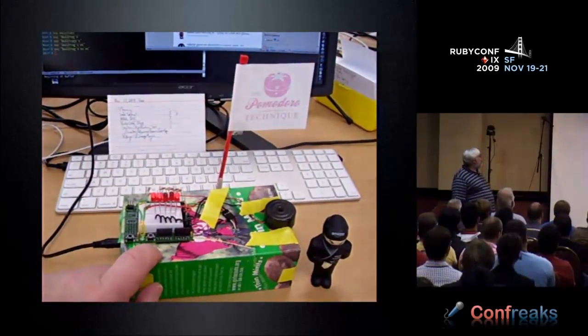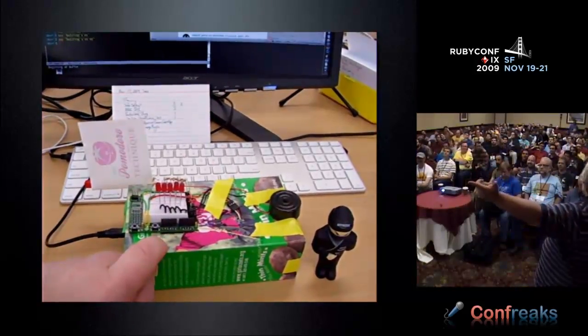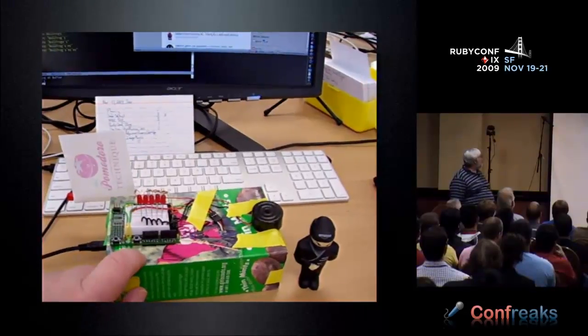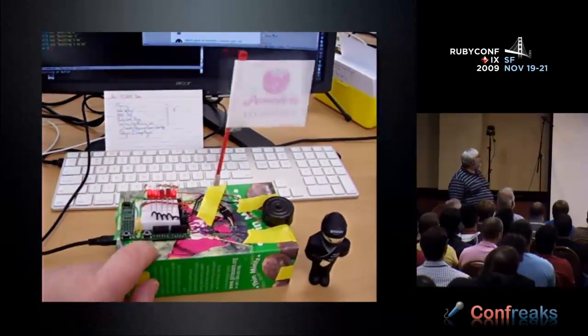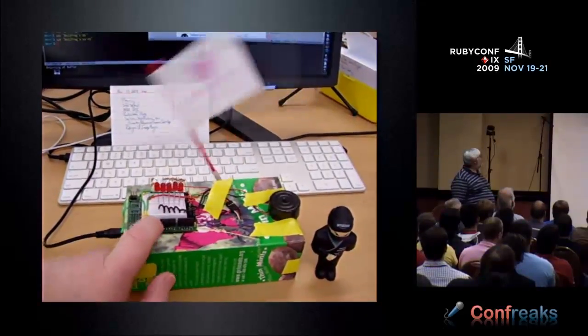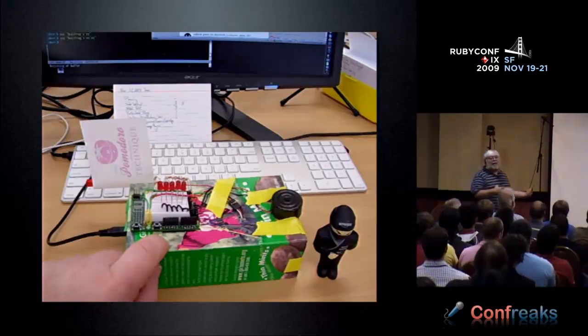I like to mess around with hardware. Did anyone see the blimp demo in here the other day? Okay, this is my Arduino project, not nearly as impressive. It just is a Pomodoro timer that raises a flag when you start your 25 minutes, and then at the end of 25 minutes, it will lower the flag. Yeah, the blimp's more impressive, but this is fun.